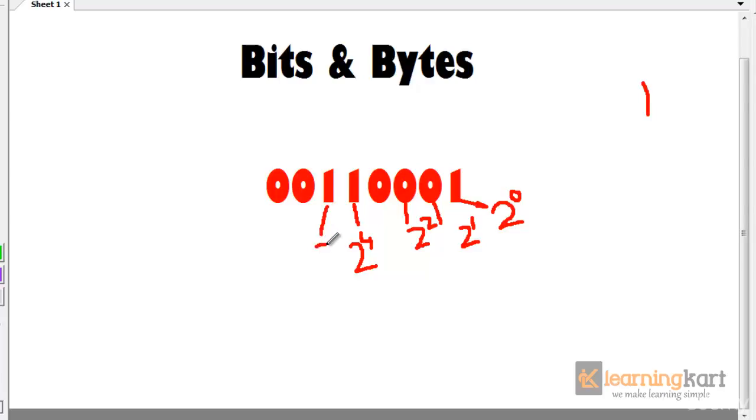So let's see what actual value this comes out to be. This is 1 plus 2, 4, 8, 16. So we need to add 1 plus 16 plus 32. So the number comes out to be 49.